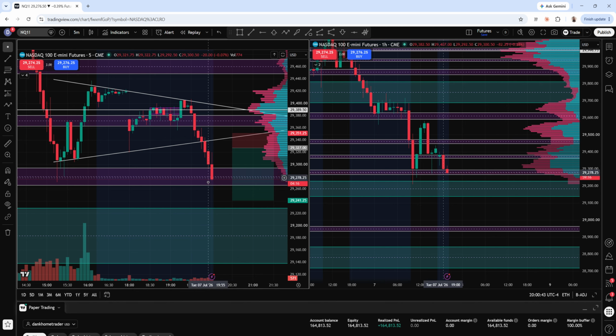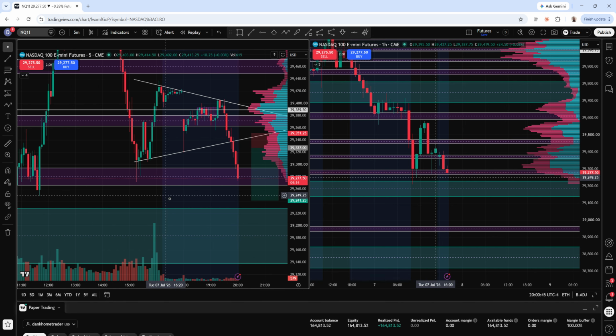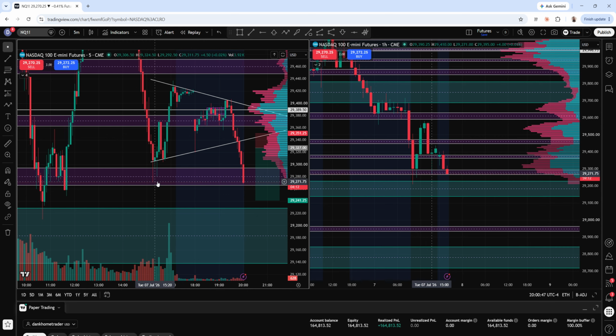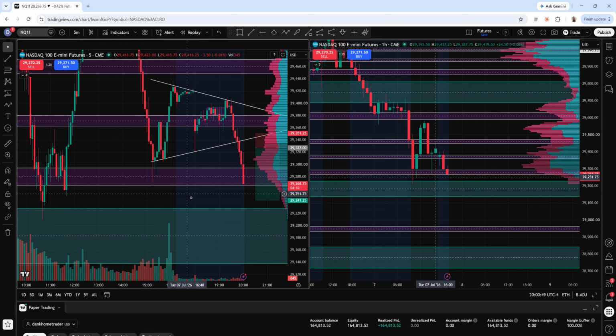So we're approaching one of the previous lows. We just swept it. Let's see if we're gonna keep going down.